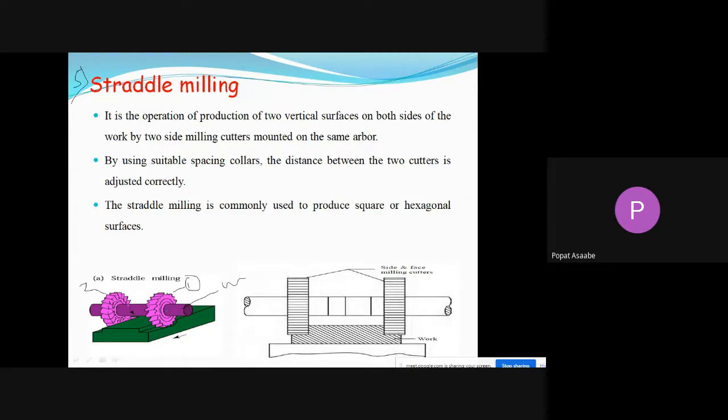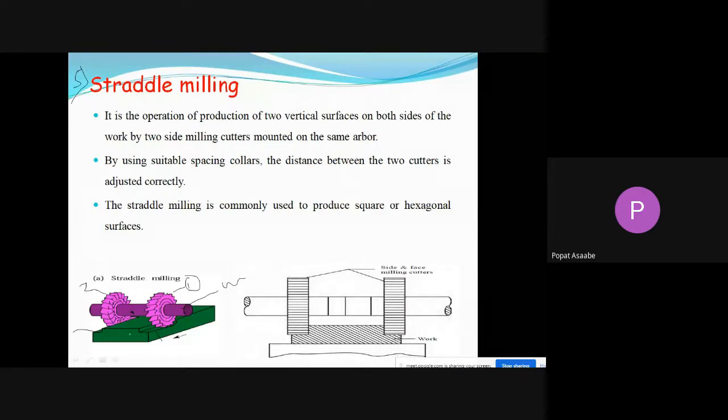With the help of both cutters we can perform the milling operation on both sides of your workpiece, that is on the left side and also on the right side of that workpiece. Suppose this is the right side of your workpiece and this is the left side of your workpiece.